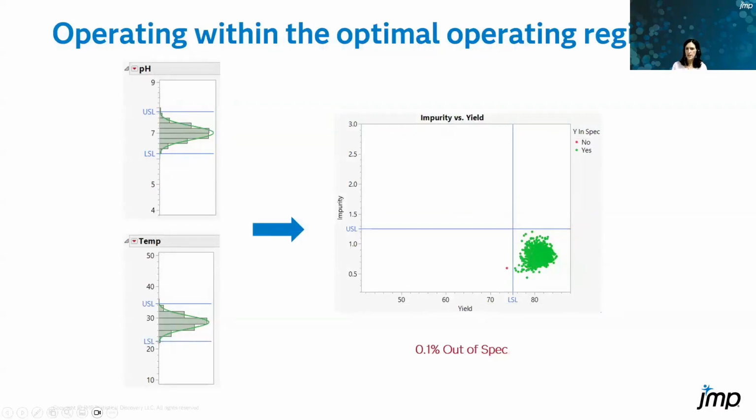But if we can change the target and the variation of our pH and temp processes to run within the center of our optimal operating region, the blue box that we found earlier, we can get quality product 99.9% of the time, like we see in this scatter plot. Note that I placed spec limits on the histograms on the left to show the ranges of our optimal operating region to highlight our effort to center and vary within the design space. And then this would be the result.